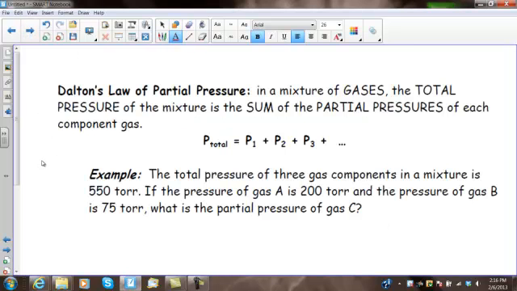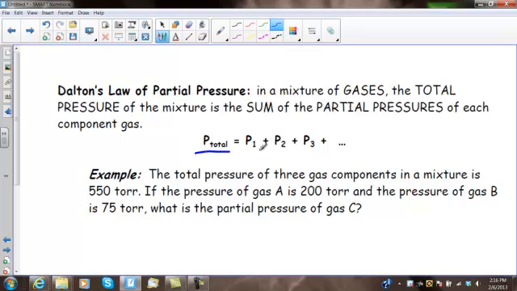So, Dalton's Law of Partial Pressure tells us that in a mixture of gases, the total pressure is equal to the sum of the partial pressures of each gas component. So the total pressure is equal to pressure 1 plus pressure 2 plus pressure 3. Pretty simple law. And these individual pressures could represent different gases: nitrogen, oxygen, helium. Okay? So let's just look at a very simple basic problem.